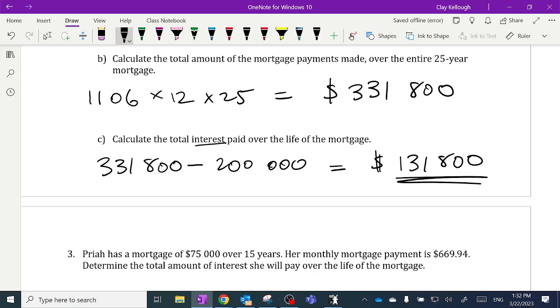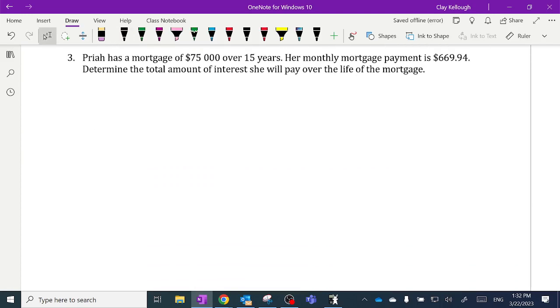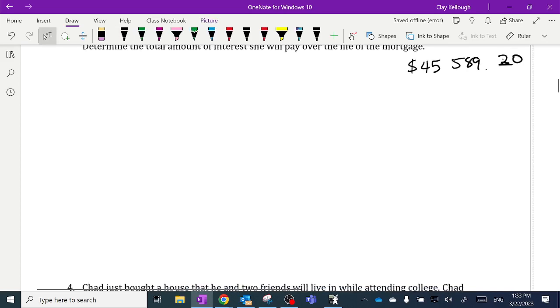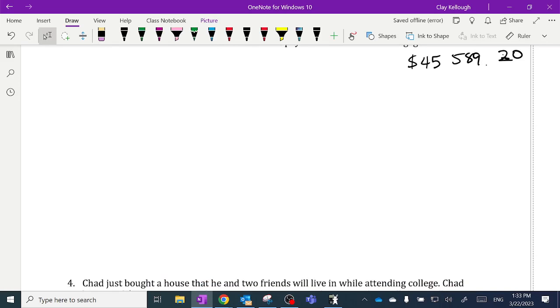All right, I'm actually going to skip number 3. It's basically the same question that we just did in parts B and C here. I'll just jot down the answer. You could try it yourself for homework if you want to help you study tonight. The final answer should be $45,589.20. So you could just jot that down and try that one yourself later. We'll skip number 3. I want to move on to number 4. Okay, so there you go. There's the answer for 3. By the way, the answer key's up on the blog too if you want.